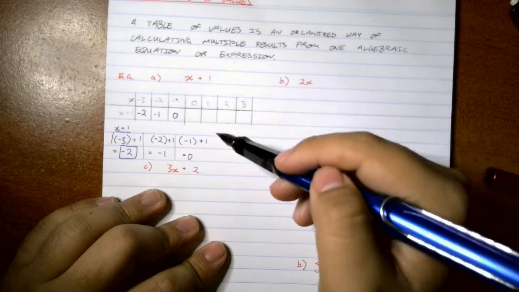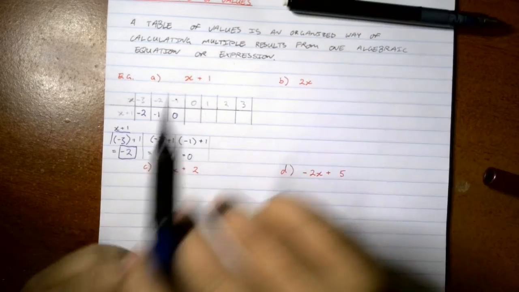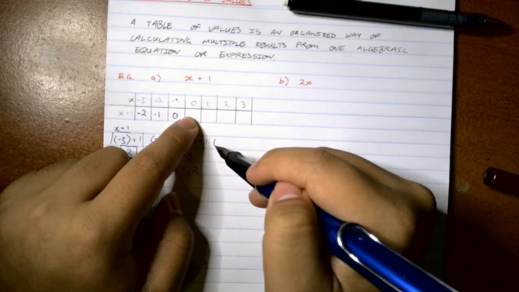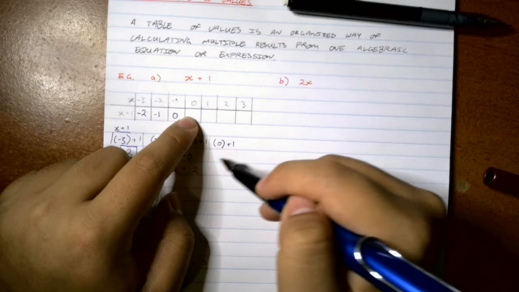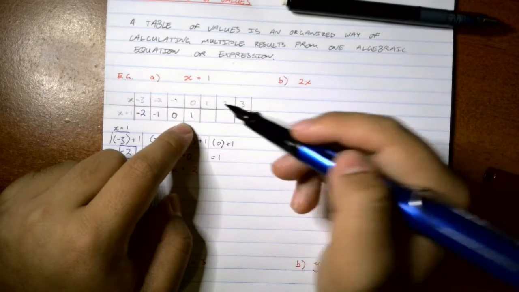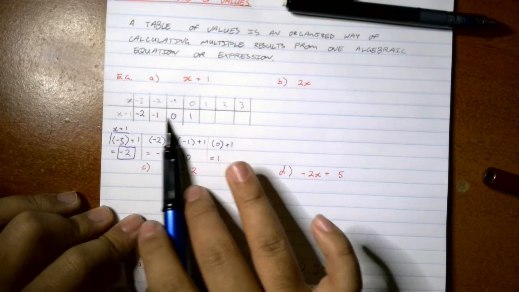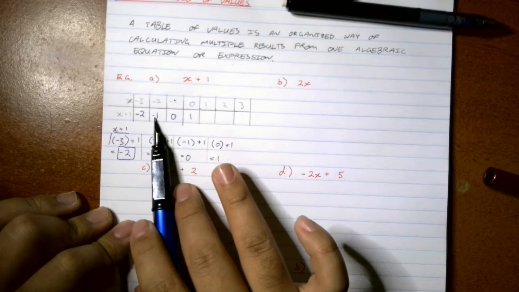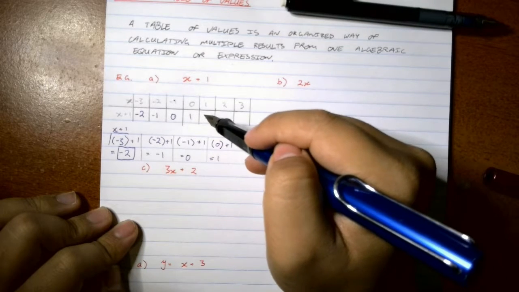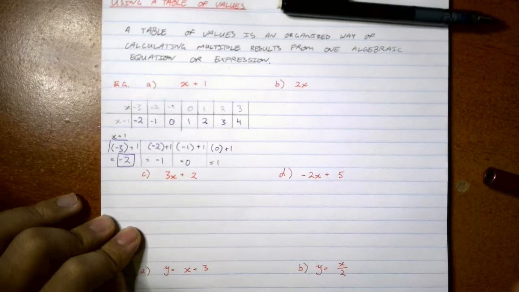This box here, we'll draw a little line here again. This box here is substituting 0, so we get 0 plus 1 gives us 1. And if you can see the pattern that's happening here, -2, -1, 0, 1, 2, 3, and 4.